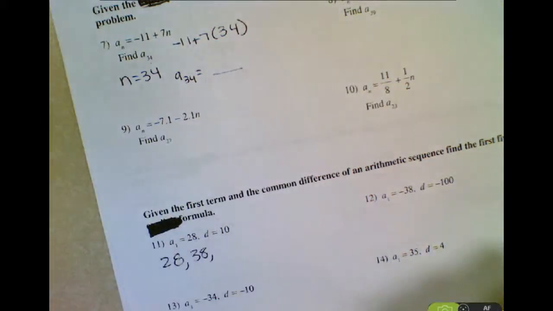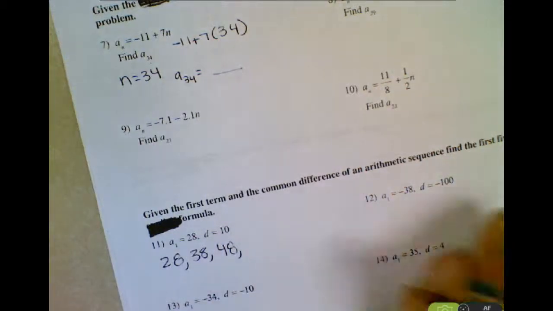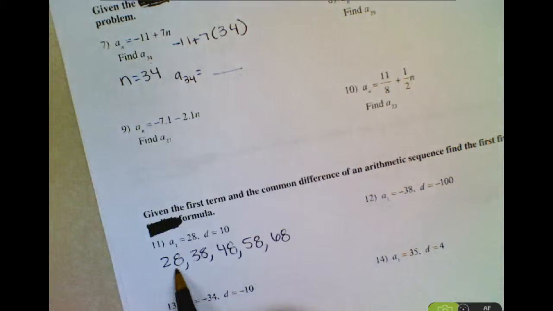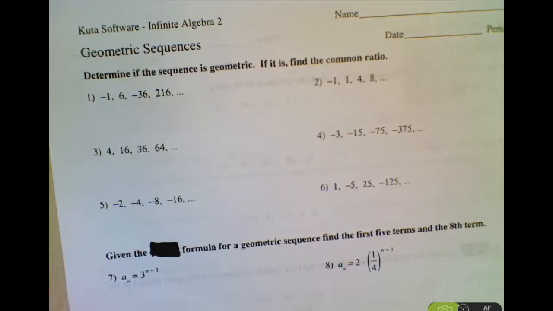Then we do the same thing. 38 plus 10 is 48. And then again, 58, and then 68. So now I have 1, 2, 3, 4, 5 terms. So now we're going to move on to the second worksheet, the geometric sequences.